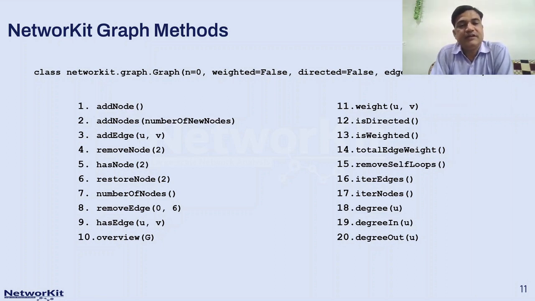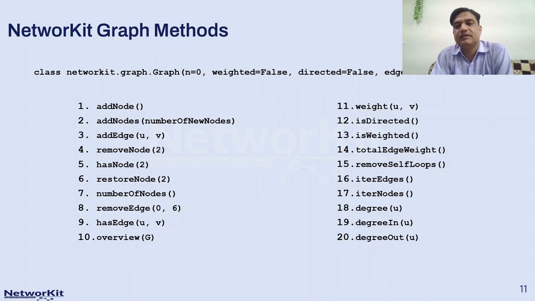Restore node. If we have removed any node, then we can restore it by calling restore node. It will restore the node as well as the edges. Number of nodes will give the number of nodes present in the network. Remove edge will remove the edge, self-explanatory. Has edge will give the presence of an edge in the network between the two vertices.